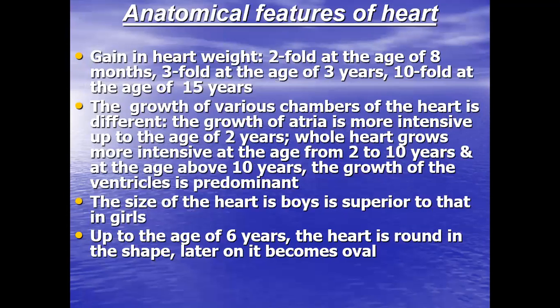The growth of various chambers of the heart is different. The growth of atria is more intensive up to the age of 2 years. The whole heart grows more intensively at the age from 2 to 10 years. And at the age above 10 years, the growth of the ventricles predominates, and up to the age of 6 years, the heart is round in shape, and later on it becomes oval.